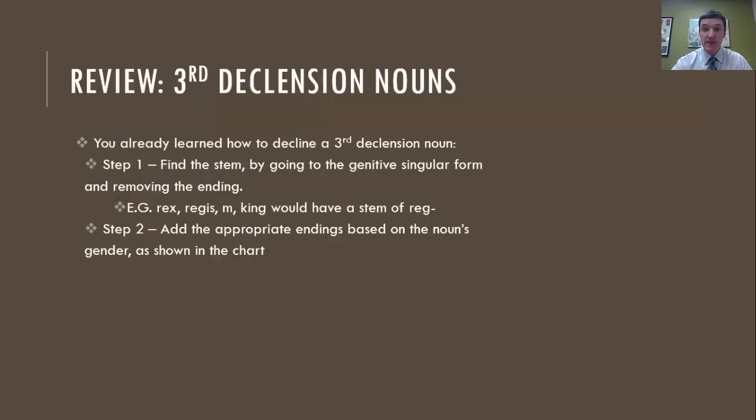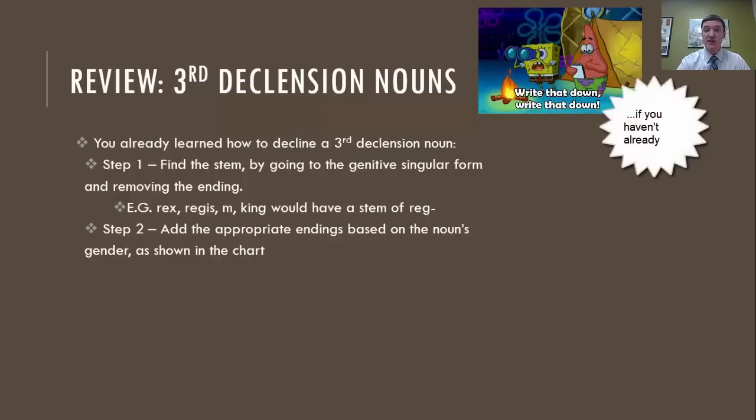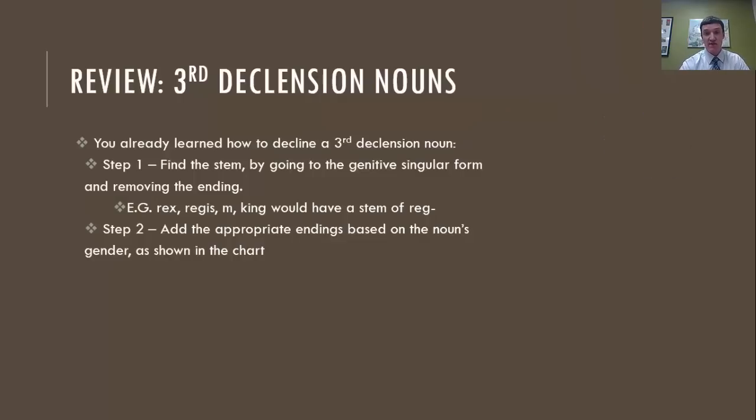Step one, find the stem. We find the stem of every noun the same exact way. To find the stem of a noun, you go to the genitive singular, you remove the genitive singular ending. In the third declension, that genitive singular ending is always -is, right? It doesn't matter if it's masculine, it doesn't matter if it's feminine, it doesn't matter if it's neuter. The genitive of a third declension noun will always end in -is.